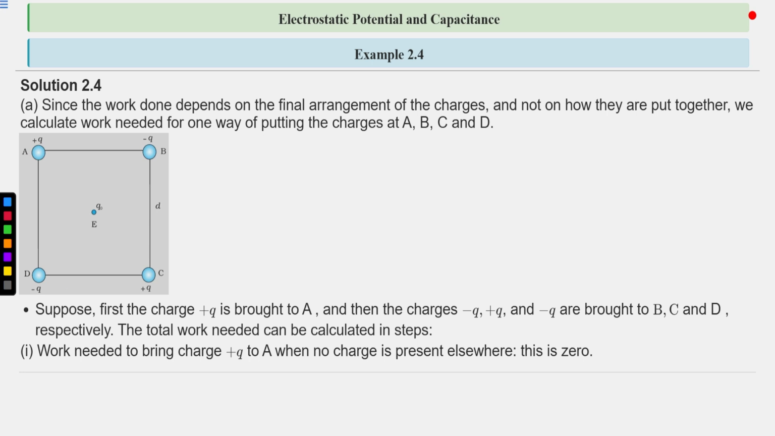First, the work needed to bring charge plus Q to A when no charge is present elsewhere is 0, because these 3 charges are not present initially. They all are at infinity. Then bringing this plus Q charge to point A takes no work because no other charge is present, so there is no external electrostatic field. So the work done to bring this charge is 0.